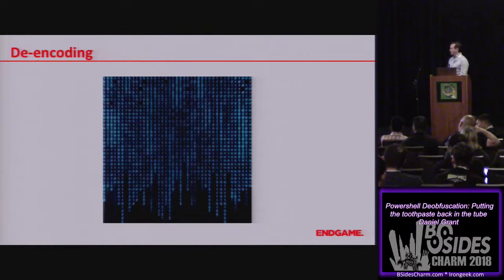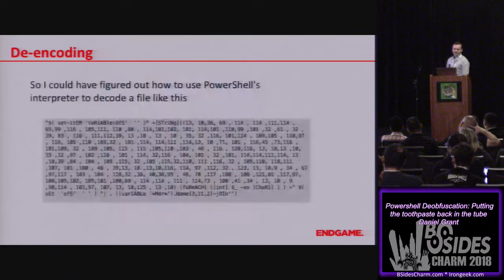Now we're going to look at how we're going to build a decoder. So now we've got a file status classifier that's pretty good. That one that I trained is well over 99% accurate, and it's not really a big deal. So now we're going to look at decoding. So I could have just figured out how to use PowerShell's interpreter or the interpreter logic to decode a file like this. You can see how it should be done, basically.